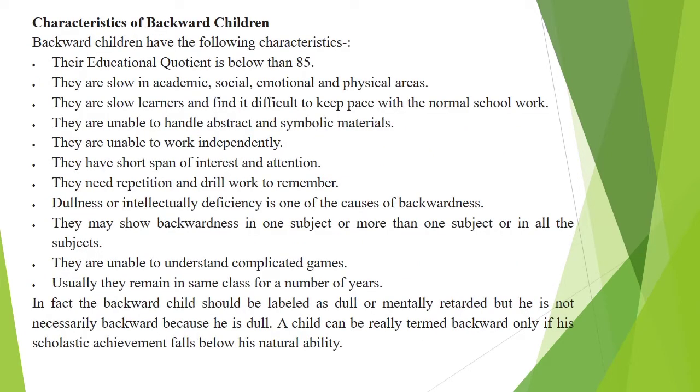Characteristics of backward children. Backward children have the following characteristics. The educational quotient is below 85. They are slow in academic, social, emotional, and physical areas. They are slow learners and find it difficult to keep pace with the normal schoolwork. They are unable to handle abstract and symbolic materials. They are unable to work independently.